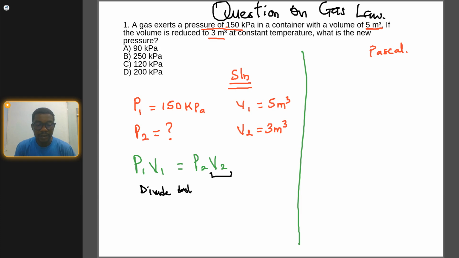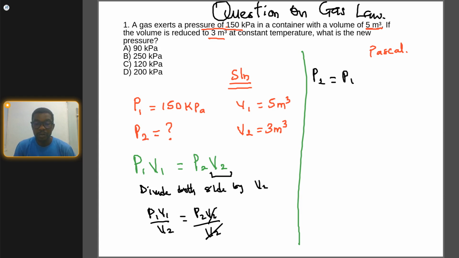Dividing both sides by V2 gives us P1 V1 over V2 equals P2 V2 over V2. V2 cancels out V2. We have P2, which is the second pressure, equals P1 V1 all over V2. With this, we can get the value of P2. After getting it, we are going to check the options given to us and pick the right answer.